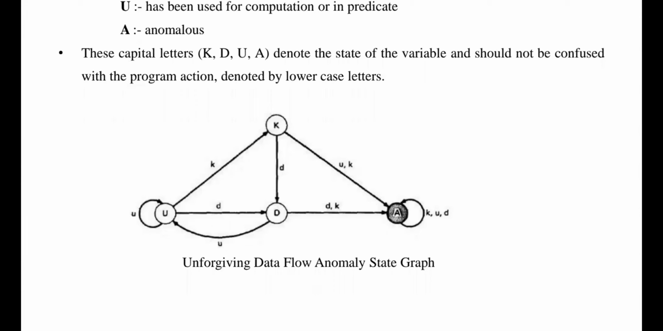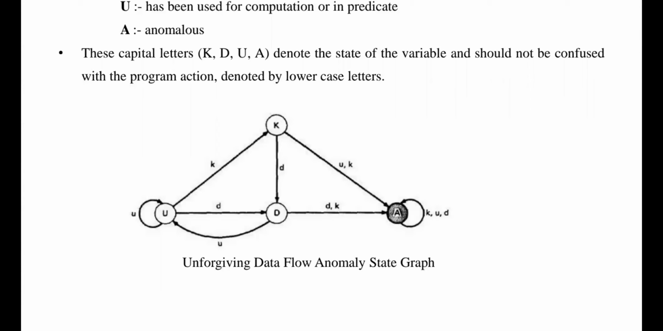Generally, this data flow anomaly state graph can be represented in two ways. One is unforgiving data flow anomalies, and the next one is forgiving data flow anomalies. The first diagram displayed on the screen is the unforgiving data anomalies. What is the difference between forgiving and unforgiving? Whenever a particular action is performed in the unforgiving model, once a variable becomes an anomaly, it can never return to a working state.